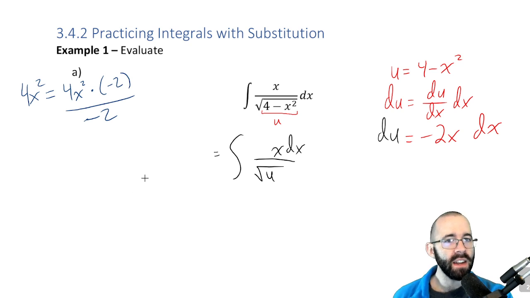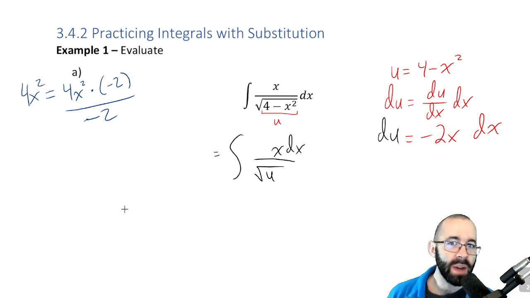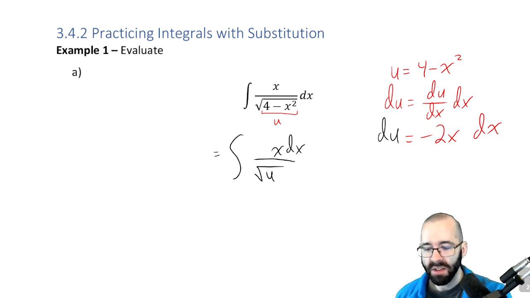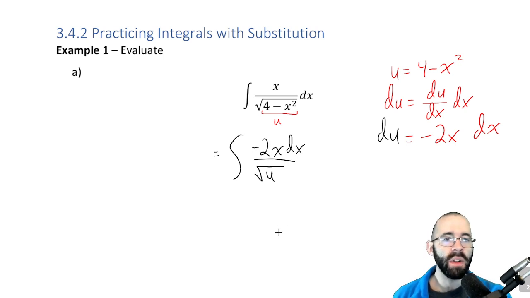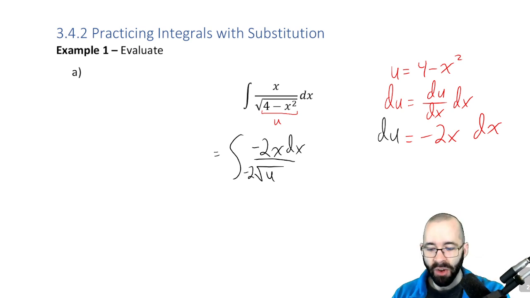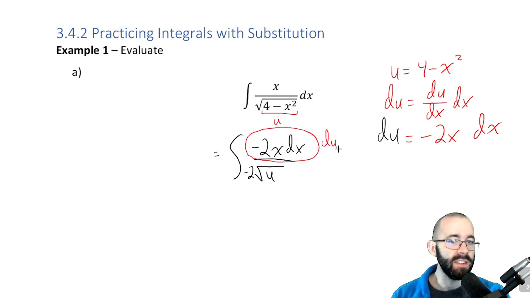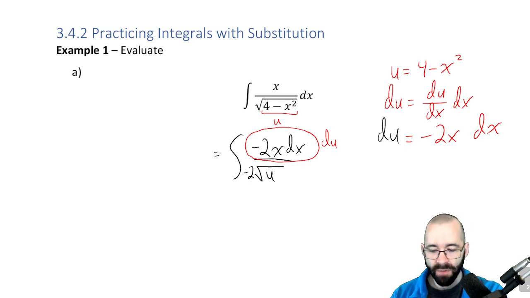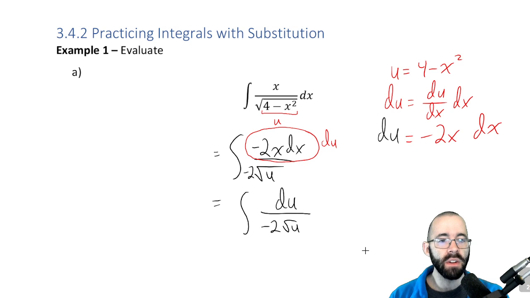So we can get a negative 2 in there as long as we pay for it. If we multiply by a negative 2, we need to divide by a negative 2. So we can get a negative 2 here, we just have to compensate. I really want a negative 2 there, but if I multiply by a negative 2, I need to divide by a negative 2. And now this is going to be really nice because look at this numerator right here. This is exactly du. So what we have is the integral now of du divided by negative 2 times the square root of u.